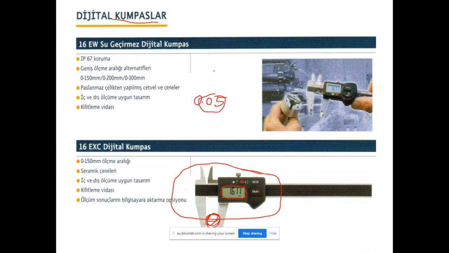And if the second figure, for instance, say the upper limit of the dimension is 20.03. No, since it is less than 5, it cannot be used. We cannot use this one. How much does a vernier caliper cost? If its manufacturing tolerance is not so small, then you can purchase a vernier caliper in the market paying a few hundred liras, maybe 500 liras.